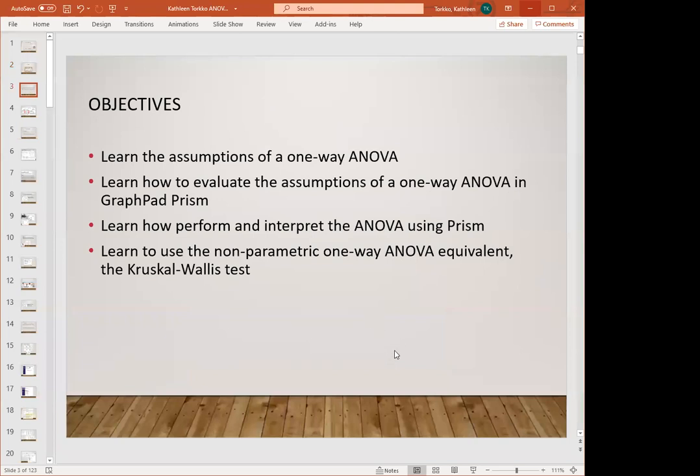So today we are going to talk about how to do an ANOVA appropriately, talking about the assumptions of the test, how you can evaluate the assumptions using GraphPad Prism, how to perform and interpret an ANOVA using Prism, and then get into, at the end, a bit with the non-parametric equivalent, the Kruskal-Wallis test.